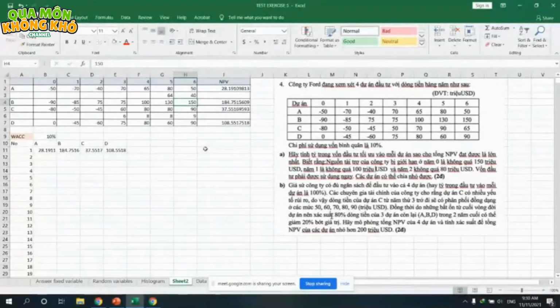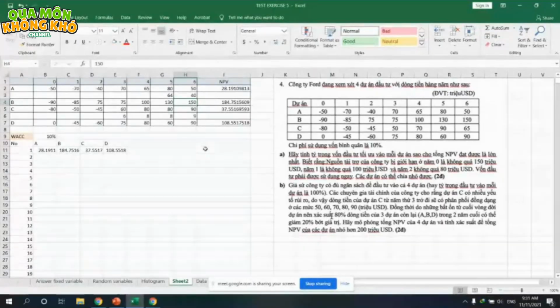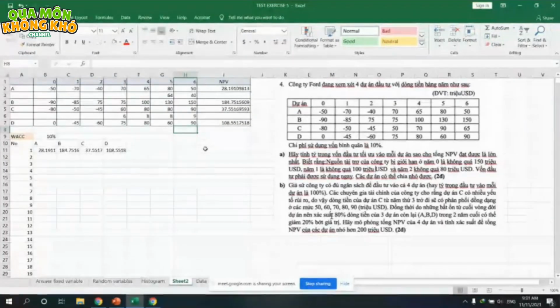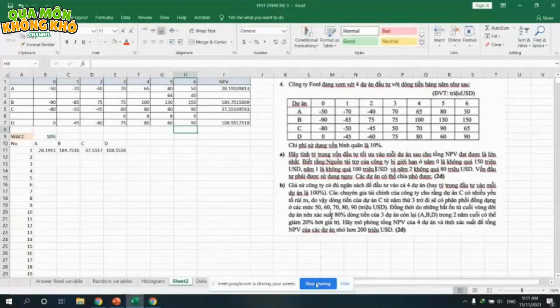Teacher, we cannot calculate the 80% of the cash flow for the last 3 projects. Okay. Actually, this is just a little bit of a challenge for you to think more deeply about how to handle some assumption like this. So I will show you how to deal with this assumption.